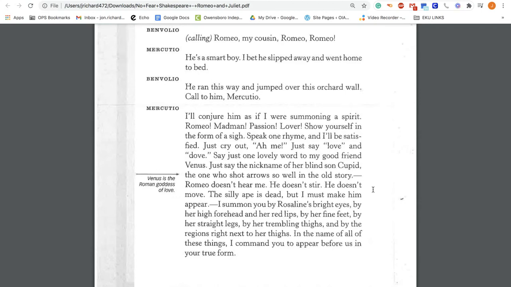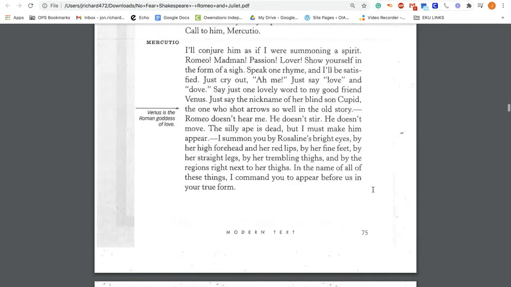Romeo doesn't hear me. He doesn't stir. He doesn't move. The silly ape is dead, but I must make him appear. I summon you by Rosalind's bright eyes, by her high forehead, her red lips, by her fine feet, by her straight legs and her trembling thighs, and by the regions right next to her thighs. In the name of all these things, I command you to appear before us in your true form.